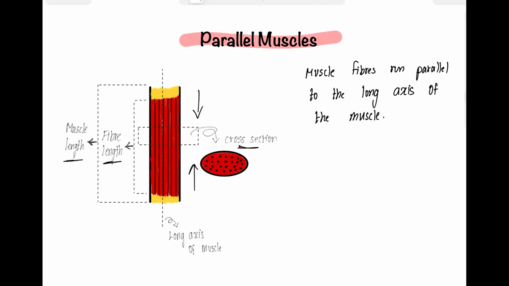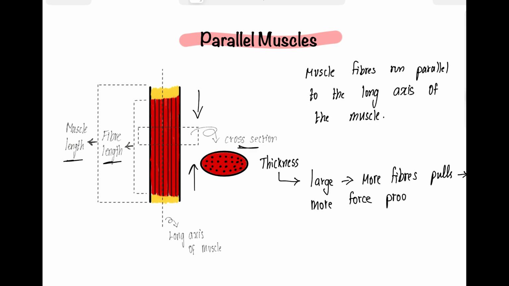Physiological cross-sectional area refers to how thick a muscle is. It is the best predictor of muscle strength. If physiological cross-sectional area is large, then more fibers pull together, which results in more force production. But in parallel muscles, physiological cross-sectional area is small, so force production is lower.